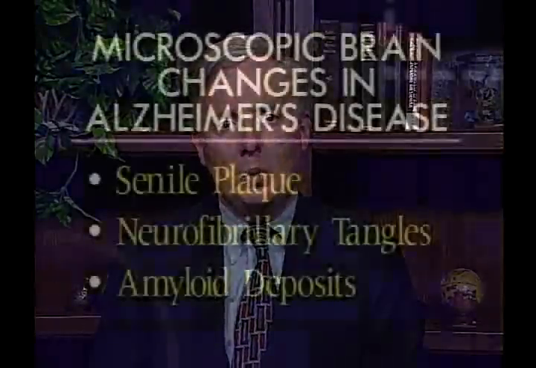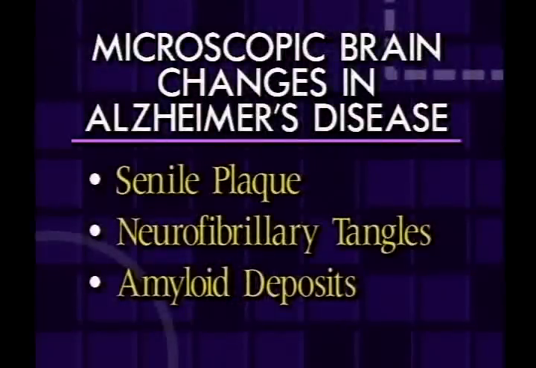Why are these parts of your brains dying? If we were to look under the microscope, what sort of changes would we see? Well, let's move on to talk about microscopic brain changes in Alzheimer's disease. And this is very specific for Alzheimer's. Other types of dementia have other microscopic alterations. The pathological hallmarks of Alzheimer's disease are senile plaques, neurofibrillary tangles, and amyloid deposits.